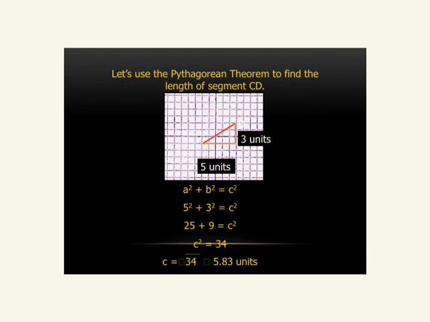So now we could use the Pythagorean Theorem to find the length of segment CD, which in this case is just what they're naming the hypotenuse. So if one leg is 3 and one leg is 5, we could plug those two numbers into the Pythagorean Theorem and solve. And when we solve, we would come up with 5.83 units. So the length of that diagonal line is 5.83 units.